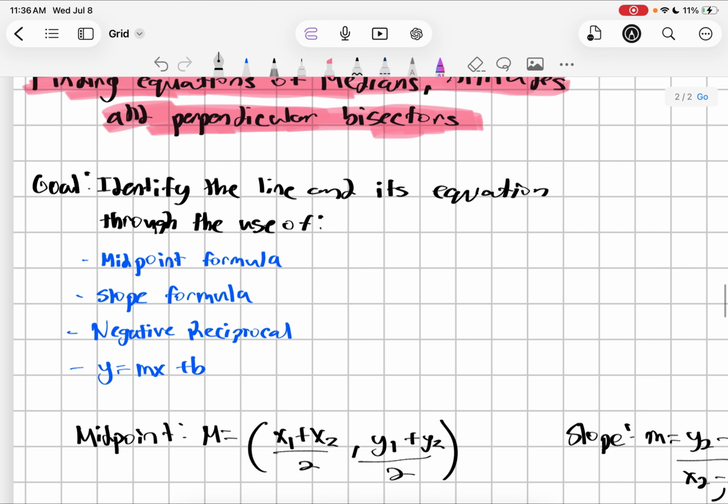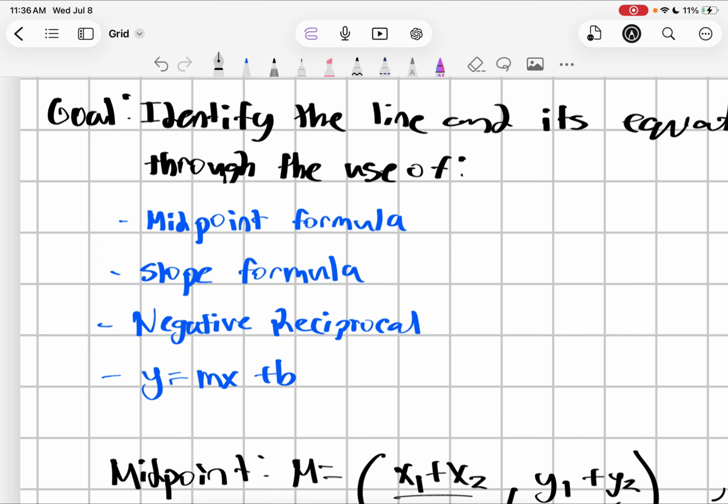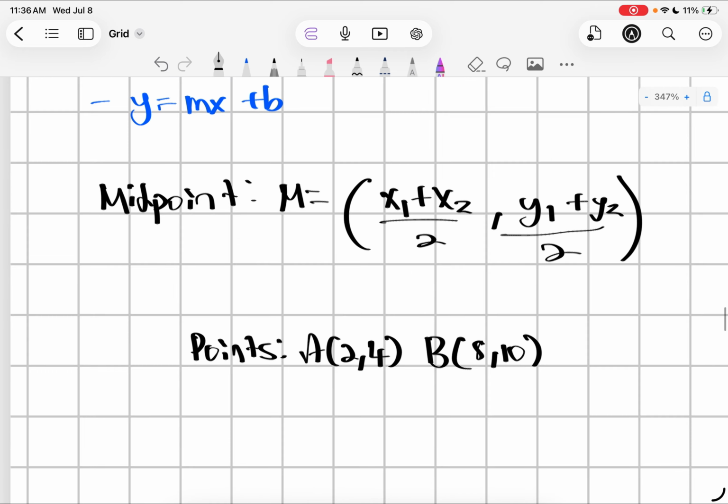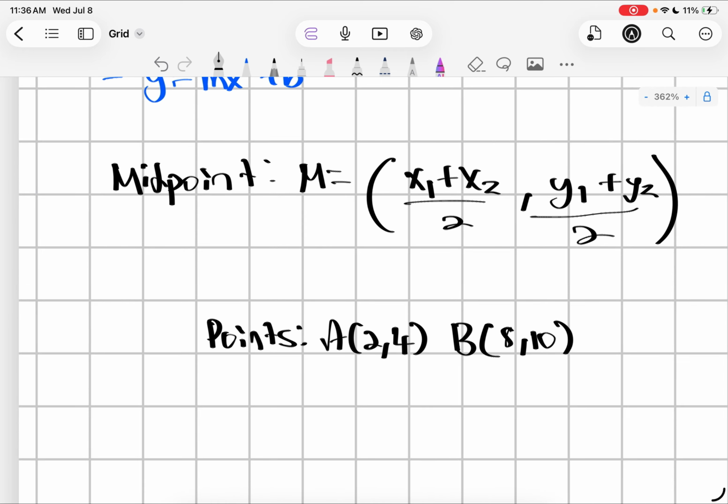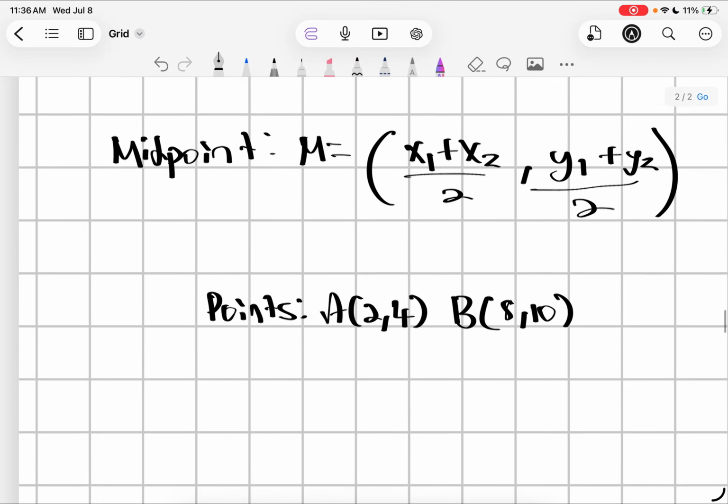Now these will all be essential for you to solve any of these equations, but not everything uses all of these equations. They use a mix of some of them. So first, just a bit of review. We have the midpoint formula. The midpoint formula helps us find the exact center between 2 points.